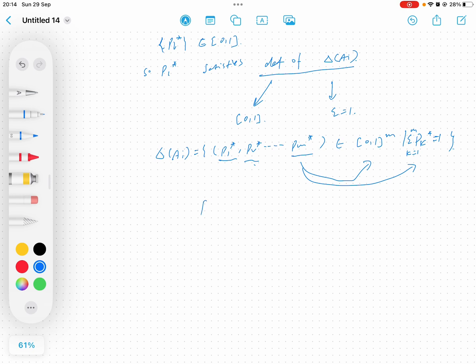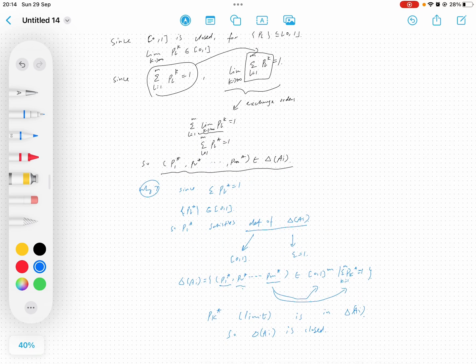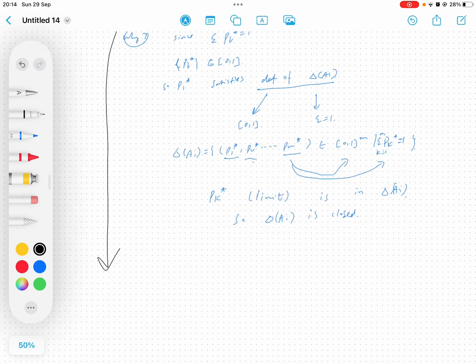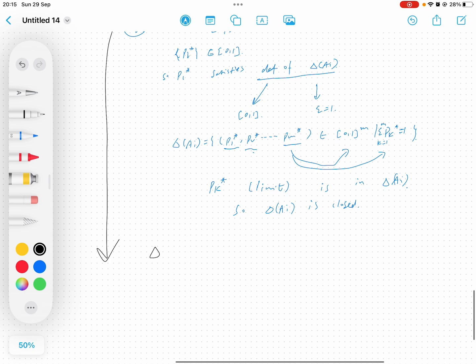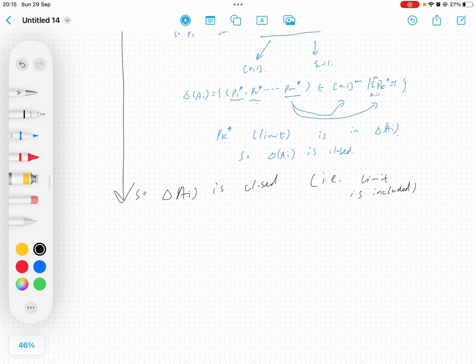Then it proves that pk star, or the limit, is in this delta A_i, right? So we can see that this delta A_i is closed. Basically, what is in blue here is the intuition for this little part of the proof. So therefore, delta A_i is closed. That is to say, because the limit is included, the limit is in the set, so this set is closed.